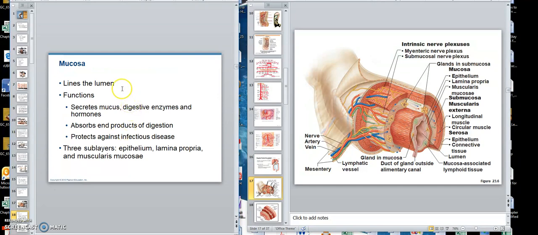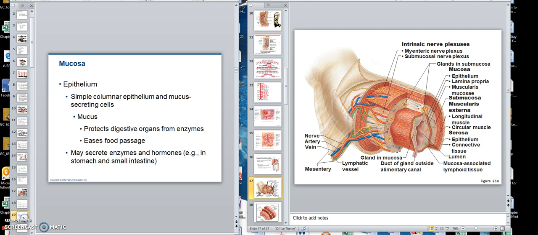The mucosa lines the lumen. Its functions: secretes mucus, digestive enzymes, absorbs end products, protects against infectious disease. Epithelium, lamina propria, and muscularis mucosa, a little rippling wave there. Epithelium, a simple columnar, and mucus secreting cells. So there you also have goblet cells, and then you've got mucus secreting cells too, but the cells primarily secreting mucus are generally goblet cells.